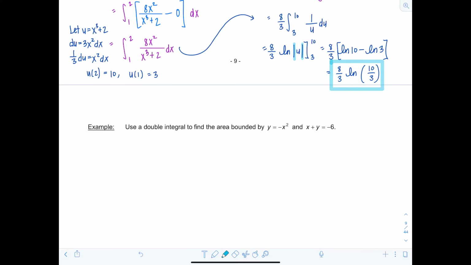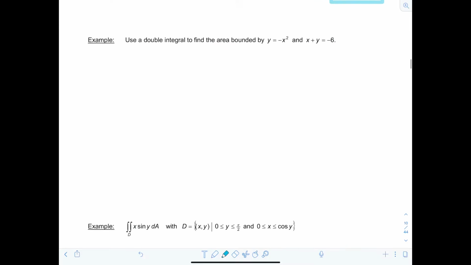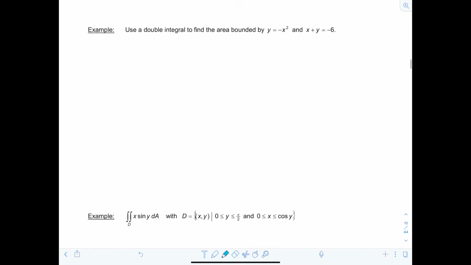Good, let's try another. This time the question might be a little peculiar to you. It says use a double integral to find the area bounded by y equals negative x squared and x plus y equals negative 6. Now typically you probably think of double integrals being used to find volume, but I did mention in the previous lesson it can be used to find an area for a very special case.